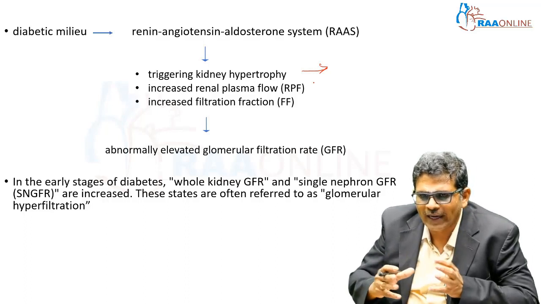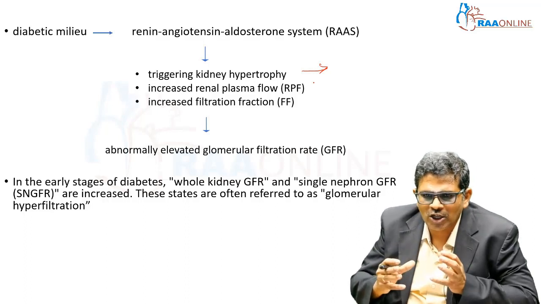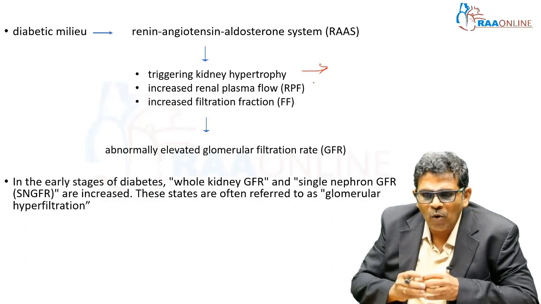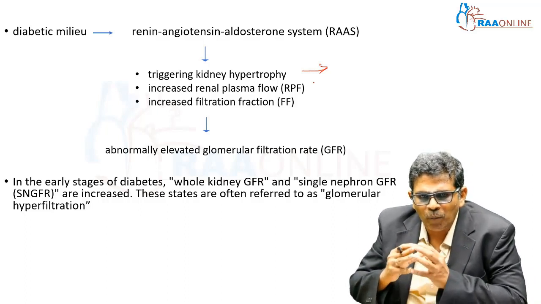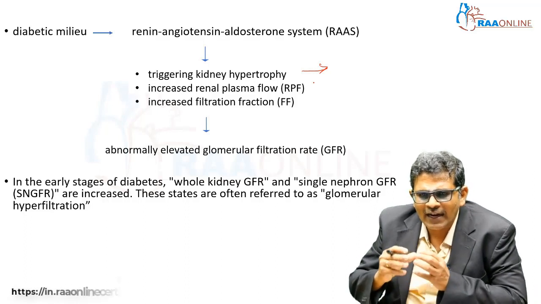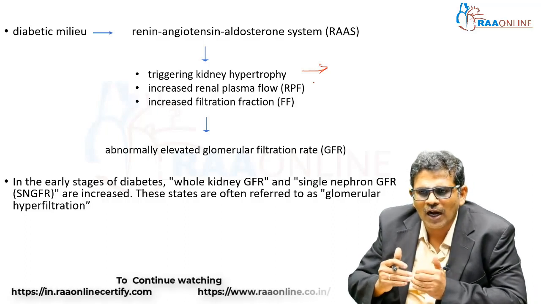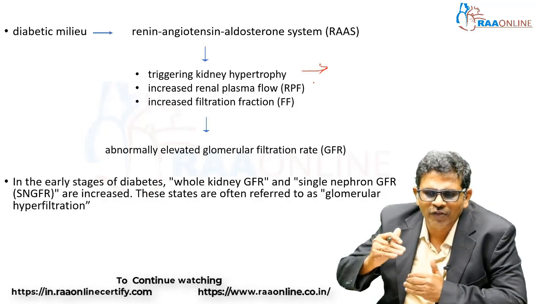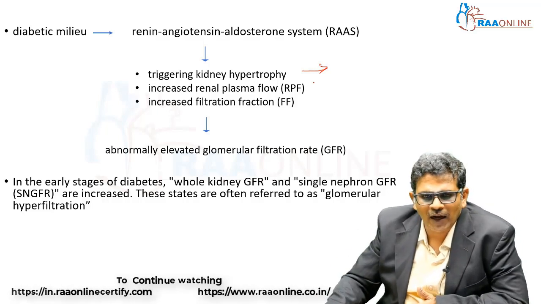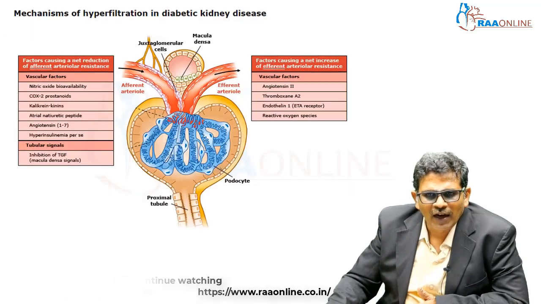We will see how diabetes comes into play with both these concepts. Both the whole kidney GFR as well as the single nephron GFR are increased in diabetes, and this is referred to as glomerular hyperfiltration, where there is an increase in the glomerular filtration rate that happens in the early stage of diabetes.